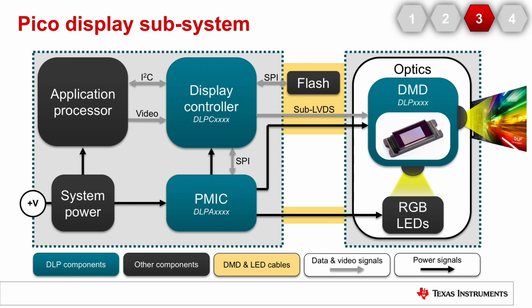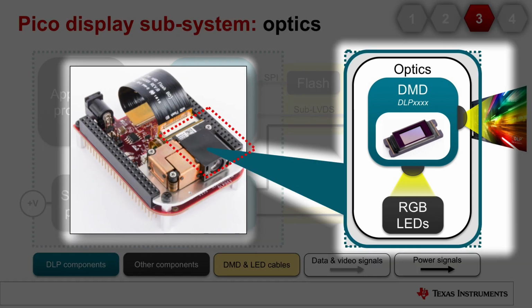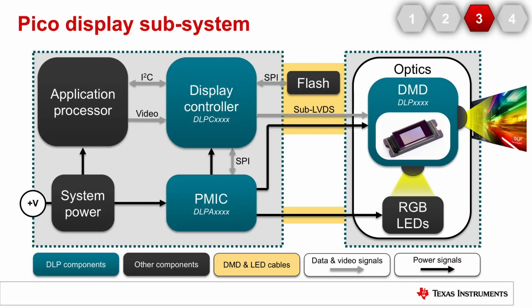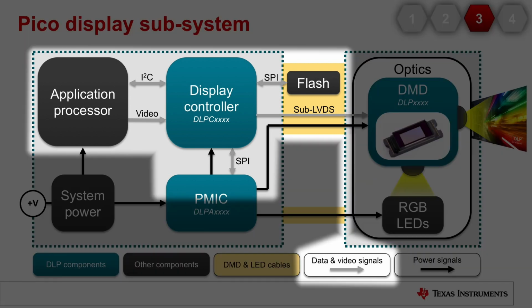Finally, let's look at the optical module. In this portion of the optical module, we're going to have the DMD and then the LEDs housed with optics, including illumination optics and projection optics, to be able to display the image on the wall. Last but not least, let's look at the different signals that are connected between each device.